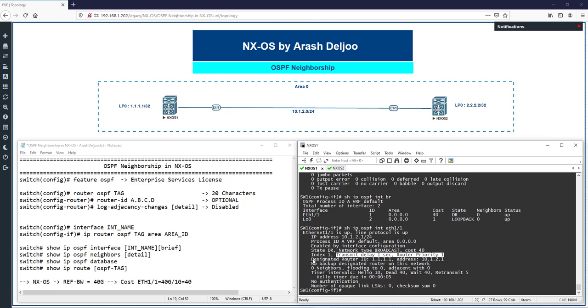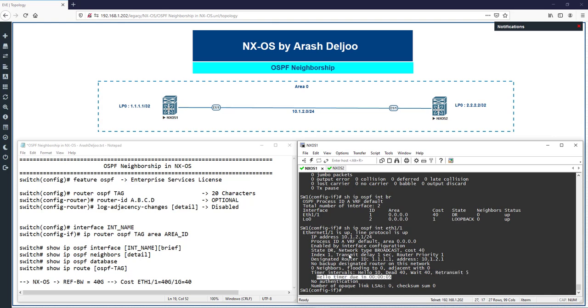We can change it. Designated router ID is quad 1, with the IP address of 10.1.21 on this interface. And we don't have a backup DR or BDR until now. Because of that, you can see no backup designated router on this network. 0 neighbors, flooding to 0, adjacent with 0. Timer intervals: hello time, same as the iOS, is 10 seconds by default. Dead time is 40 seconds by default. Wait timer for selecting DR and BDR by default is 40 seconds, such as the dead time. And retransmit interval is 5 seconds. All of these timers are the same as the iOS.